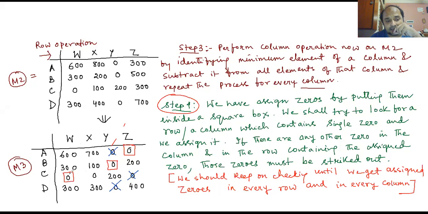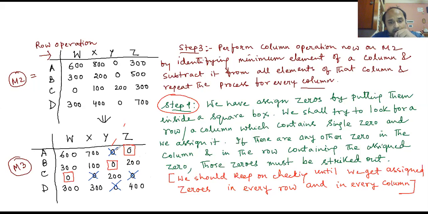So you see that this assigned zero is contained by the row C, which contains another 0. But since a 0 has already been assigned in the row, we cannot assign it, so we are going to strike it out. So now, after this step, we are left with a matrix M3, which has got 3 assignments.